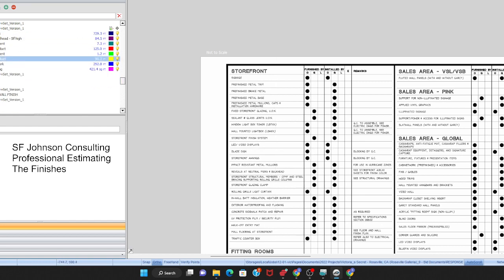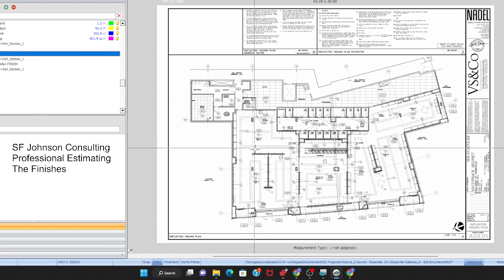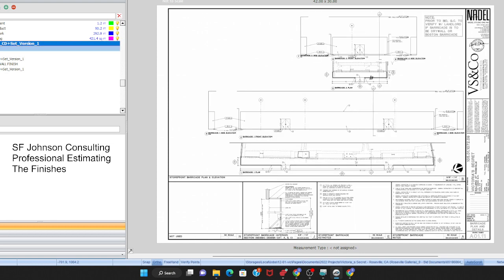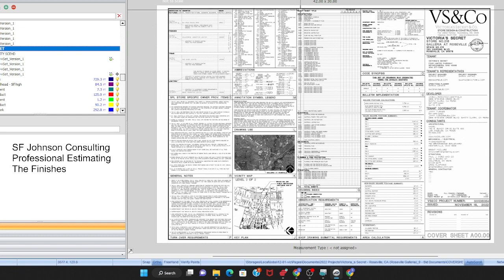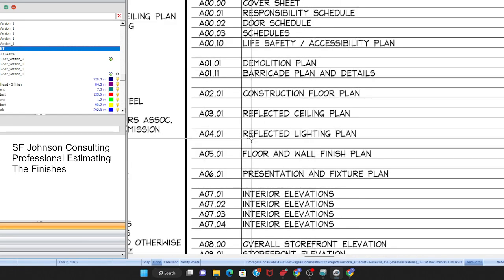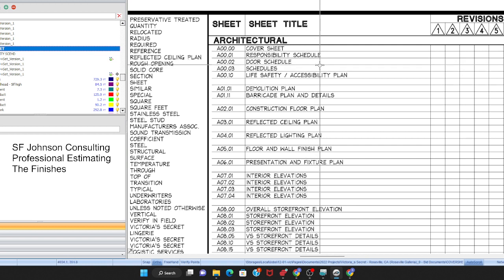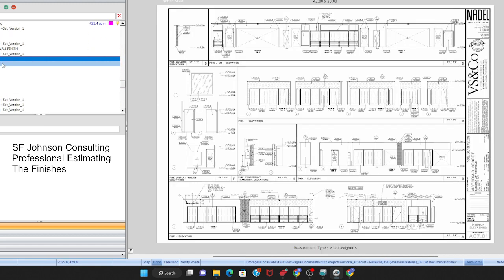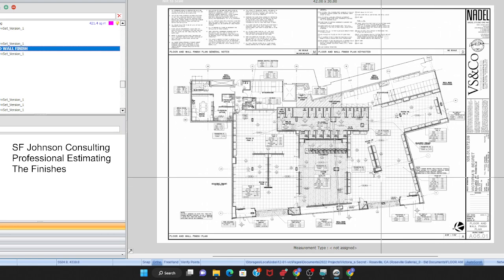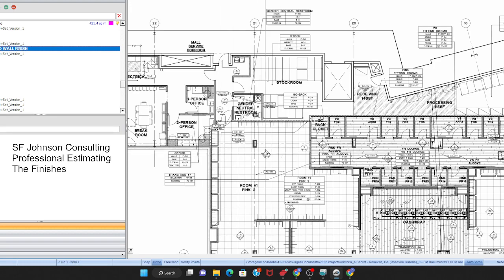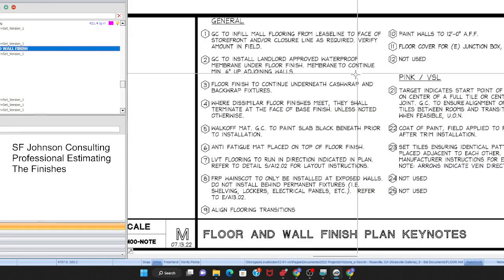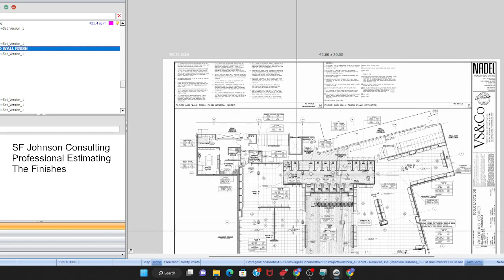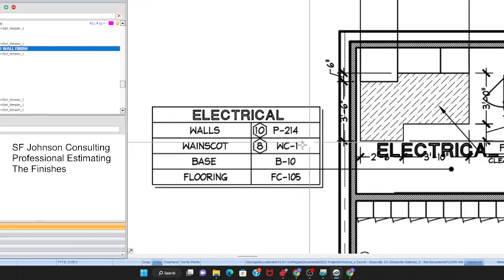So you want to look there first, and then as far as ceiling finish, we're going to look at the reflective ceiling plan. And we want to look at the finish schedule. So let's find where that is. I go here and look for the finish schedule, door schedule, responsibility. A5.01, so let's find that one. Okay, so the finish schedule, we want to take a look at all of the finishes. All of the finishes should be on the finish schedule, but it's not. But we know what they are from here.